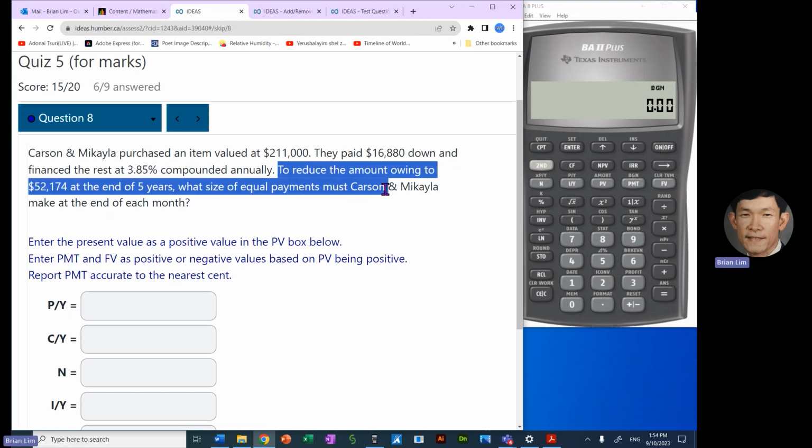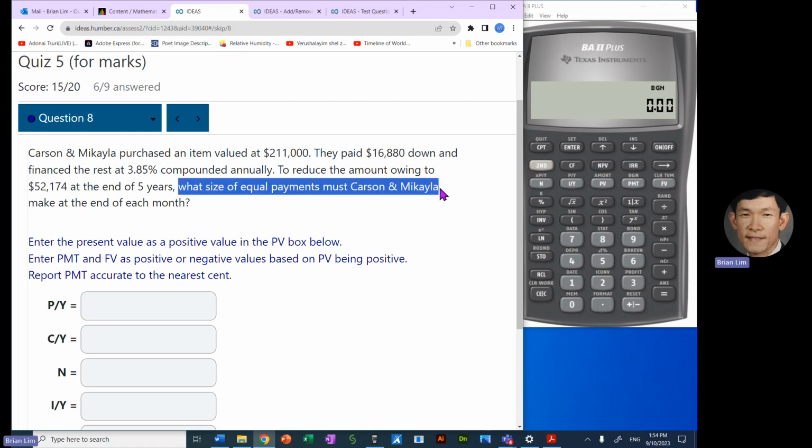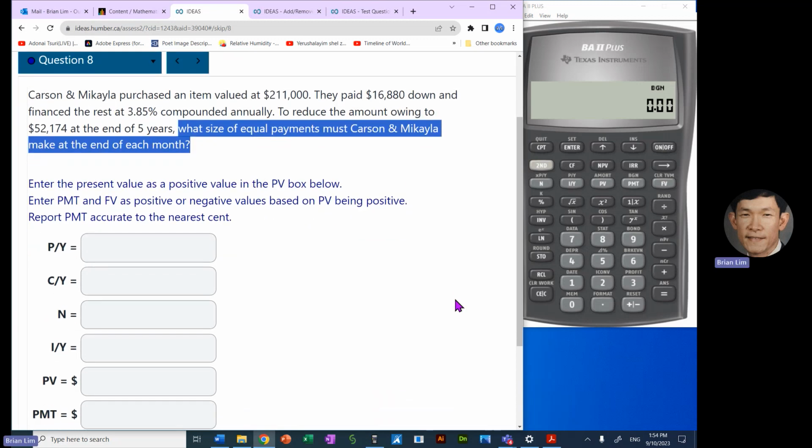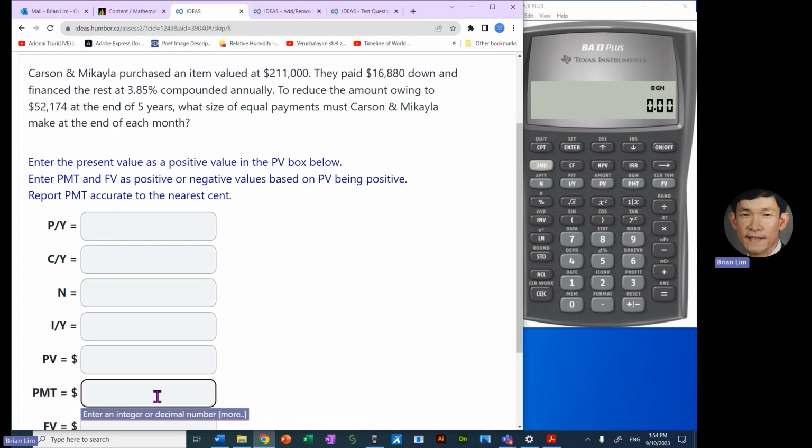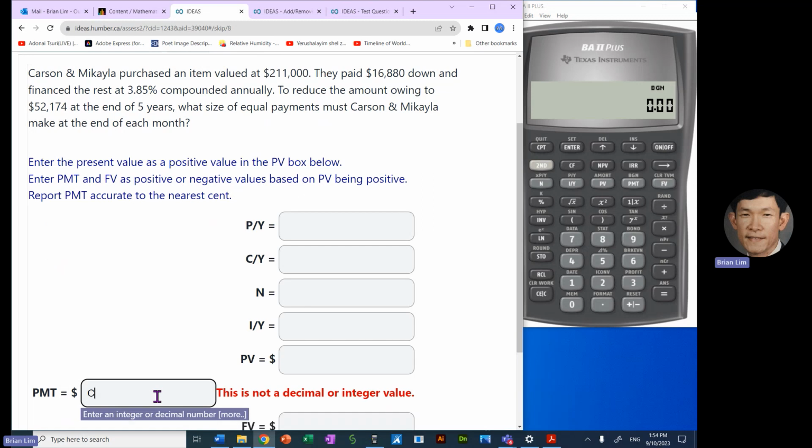To reduce the amount owing to $52,174 at the end of 5 years, what size of equal payments must Carson and Michaela make at the end of each month? What size of each payment? Well, that is what we need to compute. We need to compute the payment.